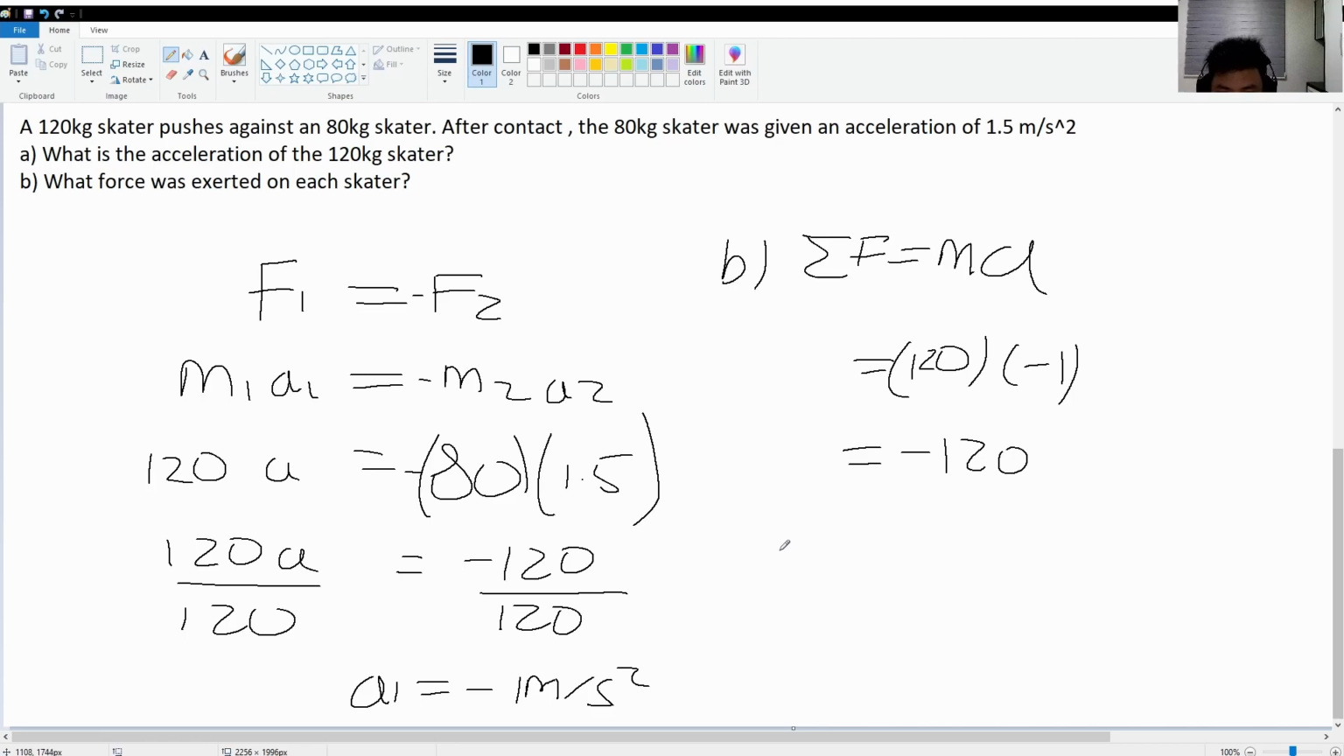The other skater is the same. So F equals 80 times 1.5. So it gives us 120. So it's positive here. So the difference is they have the same force, but it goes in different directions because this is negative and this is positive. So that's it.